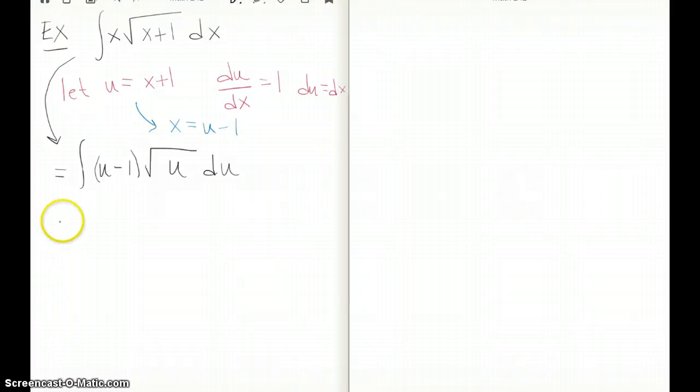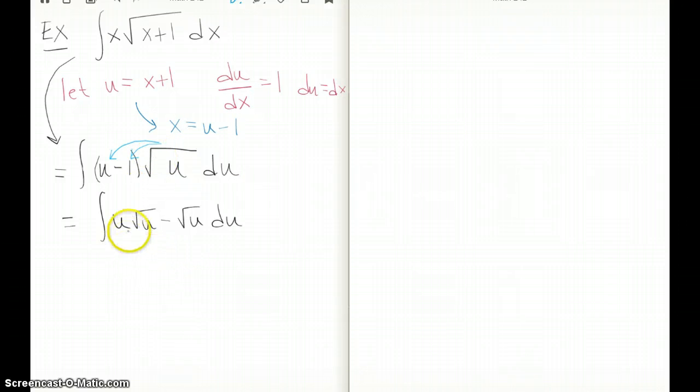Great. And you're probably saying to yourself, why did we even bother doing that? This looks no better than what we started with. Well, it actually is better, because before, this x couldn't interact with the stuff inside the radical, because you can't take an x across the radical like this. But you can take this radical across this subtraction. So if I use the distributive property, this is u square root of u minus the square root of u du. If I just distribute here, that means this square root goes here as well as here, right?